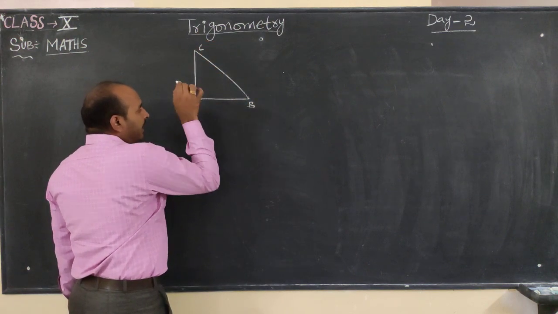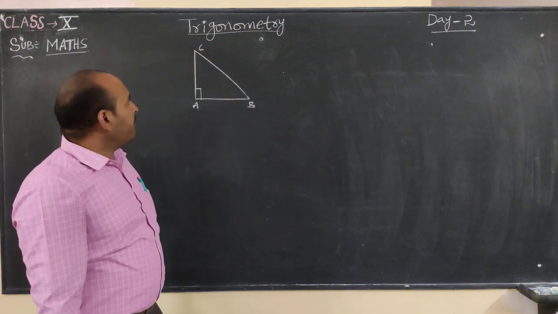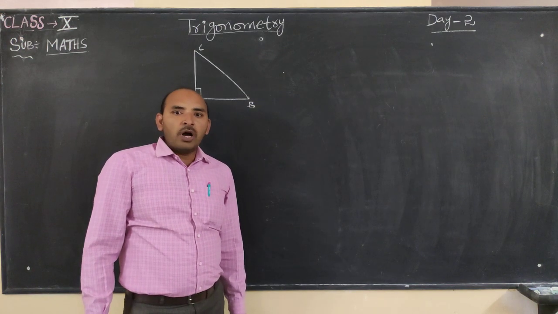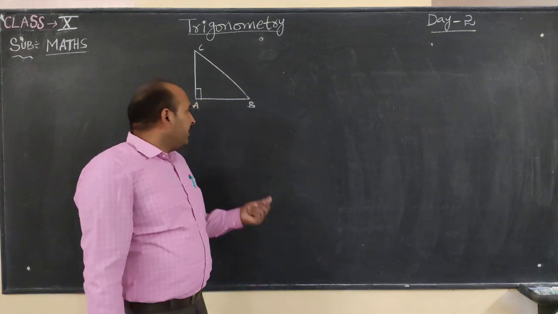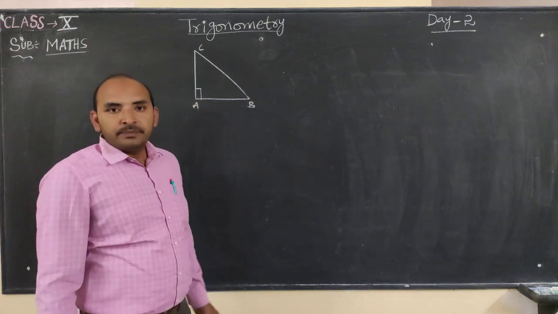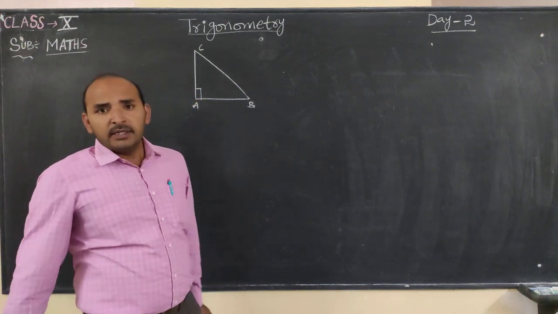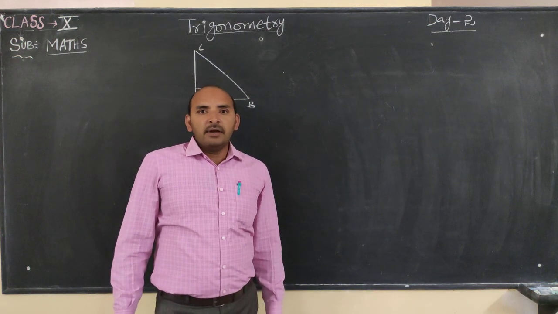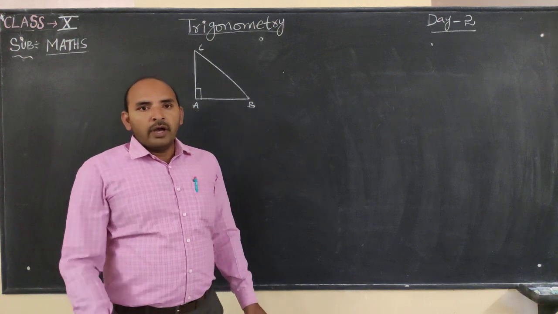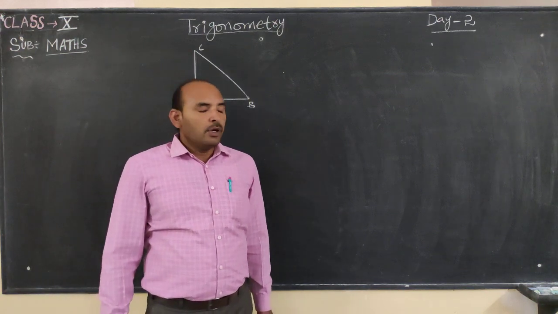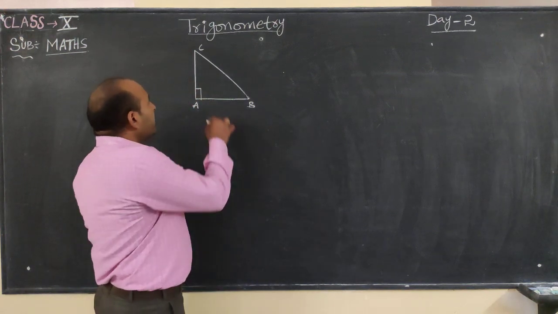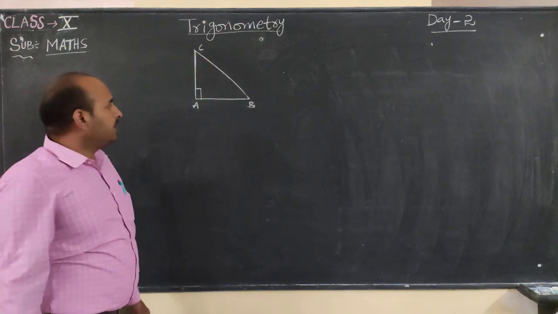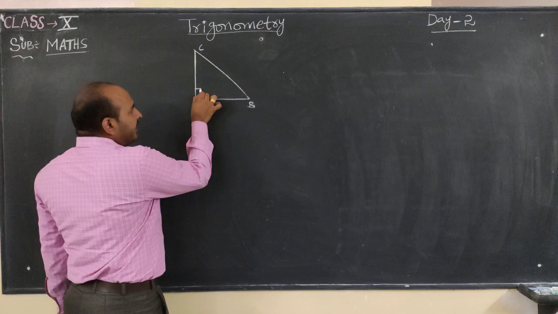This is exactly 90 degrees. Why are we preferring a right angle triangle? According to our syllabus, we choose the right angle triangle. We have different types of triangles, which we will come to know in further studies. So now it is better to take the right angle triangle according to our syllabus. This is the exact angle, 90 degrees.